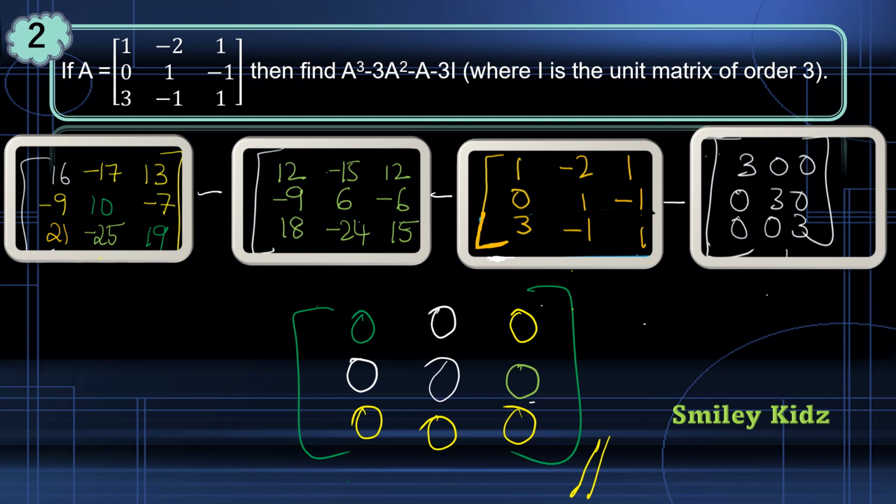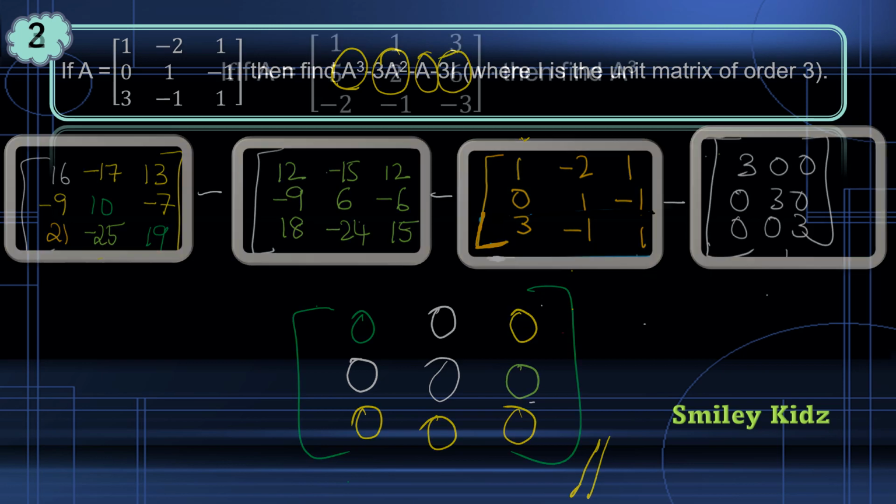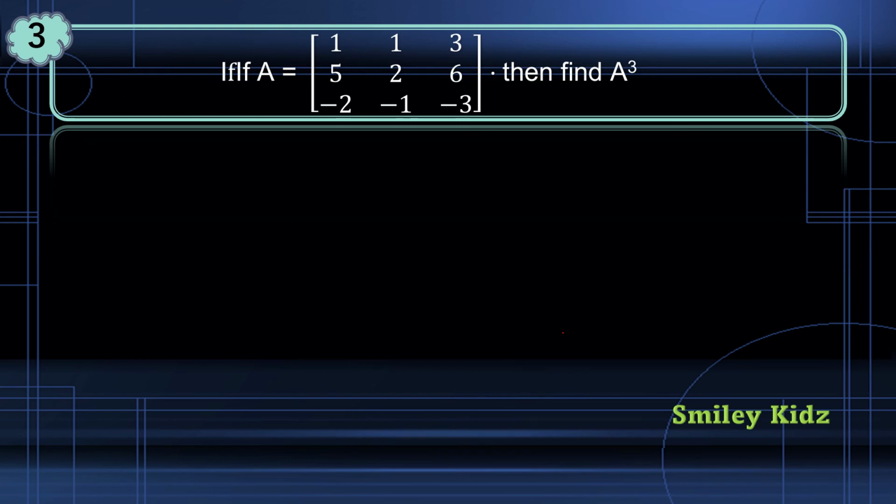Alright. When you subtract A cube, 3A square, A and 3I, you get a 0 matrix. Moving forward, we are being given one matrix where you have to find out A cube. Alright. Again the same procedure. A cube will be equal to A into A into A.